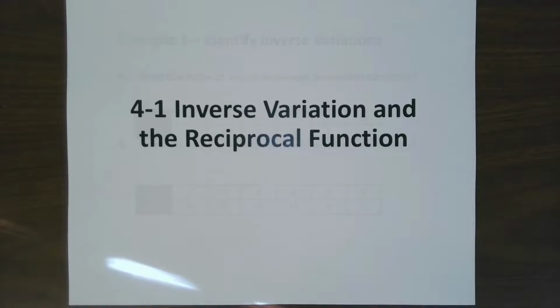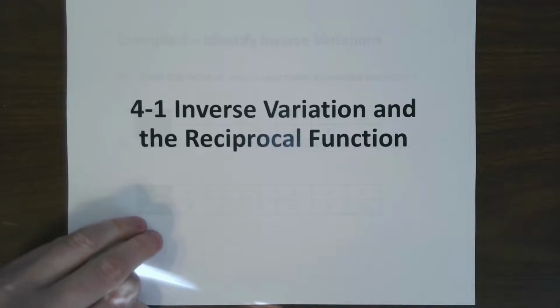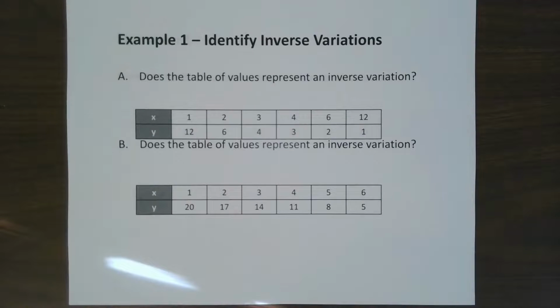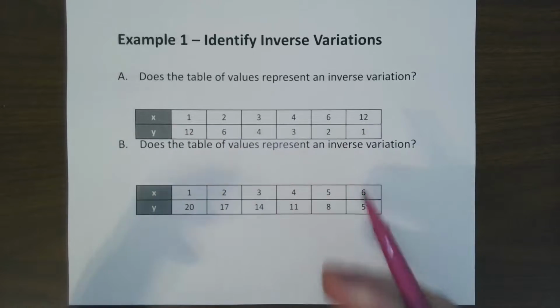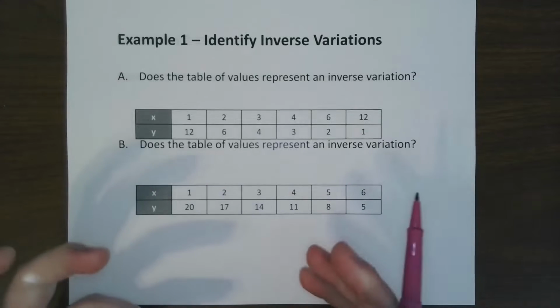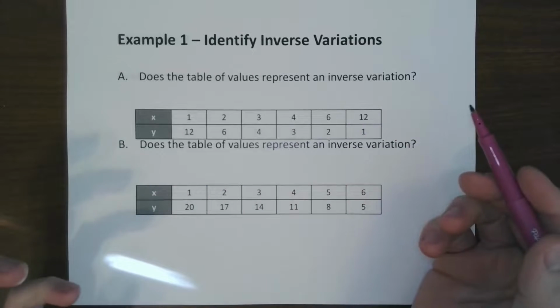Hi, today's lesson is on inverse variation of the reciprocal function. First thing we're going to do is learn how to identify inverse variations using a table of data. What makes things vary inversely is that as one thing increases, the other one decreases consistently. So the way we check that is we just multiply all the values.